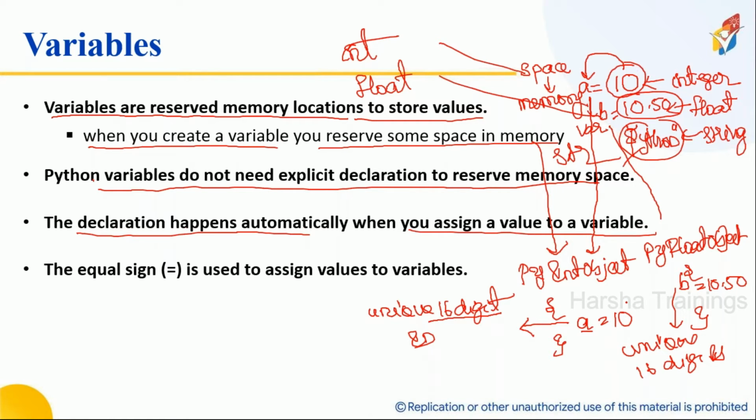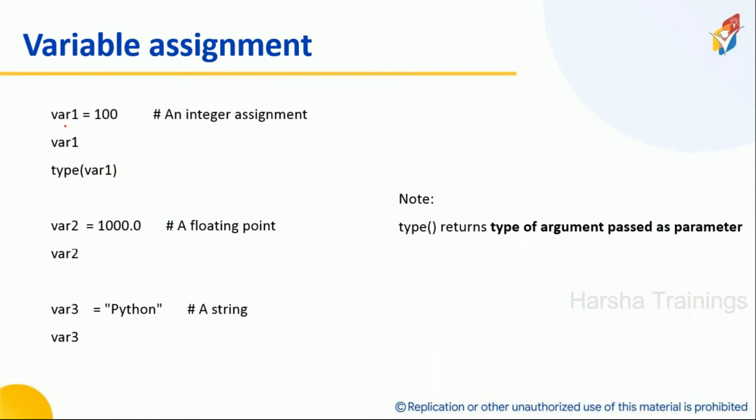That's what happens here. Look here. Whenever I do a equal to 10, the declaration happens automatically when we assign the value 10 to a. We have assigned the value 10.50 to b. When I assign a string value, that's it. Here I'm going to use the operator called equal to. Now let us discuss. Look here.